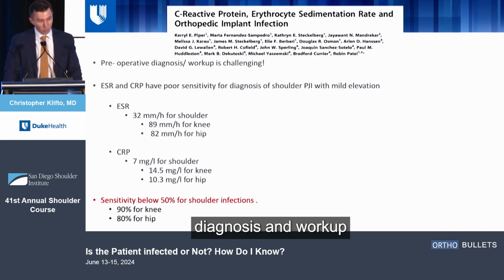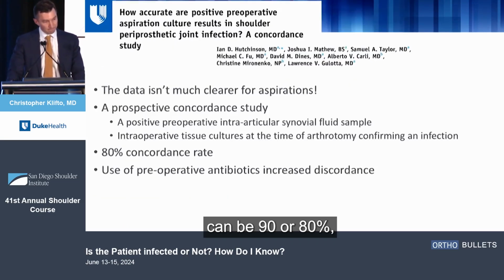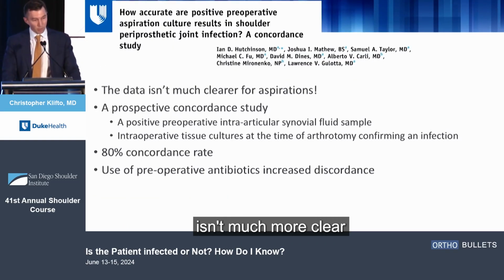Preoperative diagnosis and workup is also challenging. ESR and CRP have poor sensitivities for diagnosis of shoulder PJI, with mild elevation, and sensitivities can be below 50% for shoulder infections, which, for hips and knees, can be 90 or 80%. And the data isn't much more clear for aspirations.